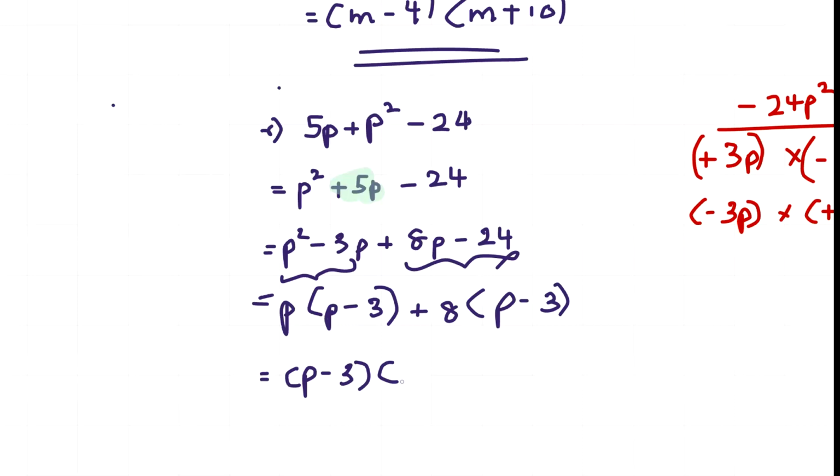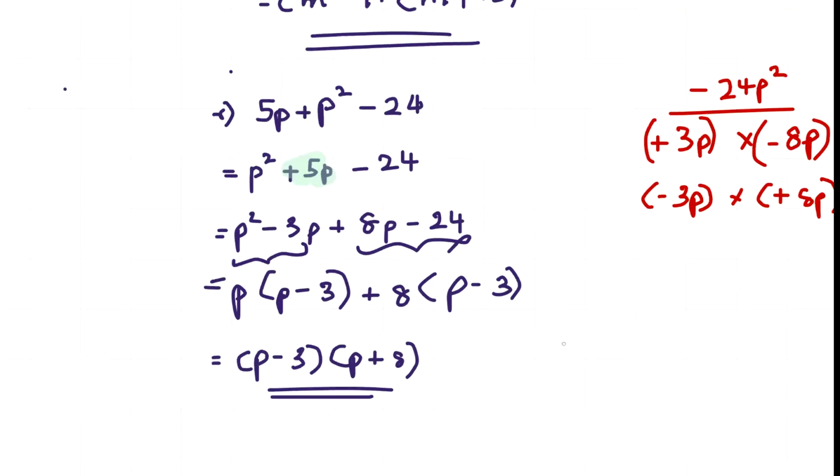Miss, instead of writing minus 3p and plus 8p, I put plus 8 and minus 3p. So the answer was p plus 8 and p minus 3. Is that okay? Yeah, the order is different but it's okay, somehow the final answer is the same. It's okay because whether it's p minus 3 multiplied by p plus 8 or p plus 8 multiplied by p minus 3, it's the same.